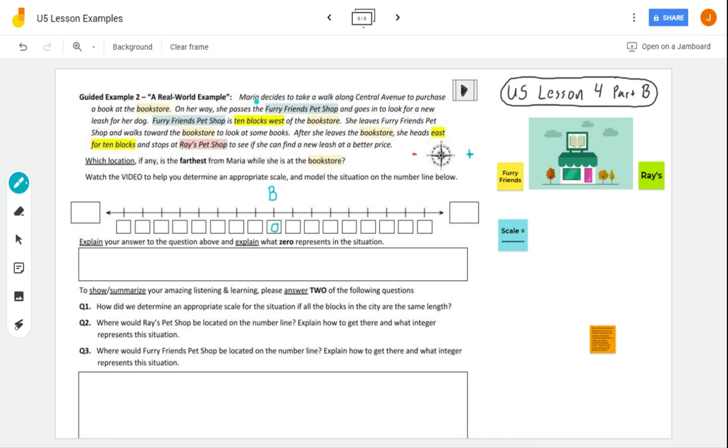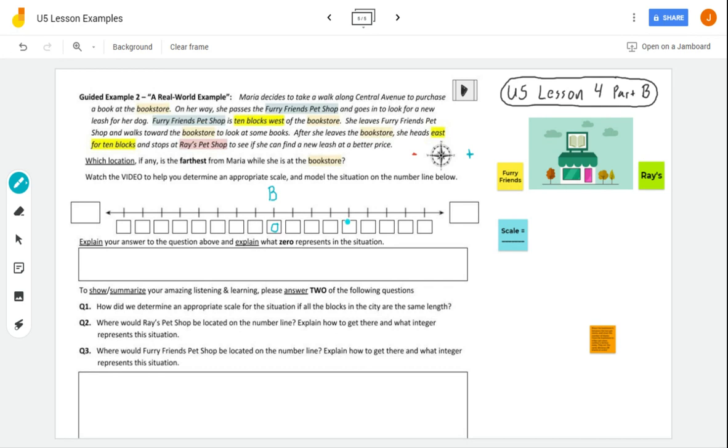This person, Maria, went to a pet shop, and then she walked 10 blocks to get to the bookstore. After she went in, then she went past that to the other pet shop. And so what we want to do is locate where they are on this number line. Now, we mentioned the word 10 blocks, and yet there are only 8 tick marks, which tells us that the scale cannot be 1. Each of these cannot be 1 block. They have to be something else.